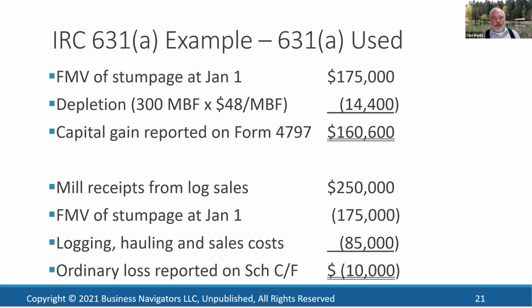So it's a very powerful technique. And this is what normally you would want to see. You'd want to see a loss on the Schedule C and income on the 4797. If you don't see a loss on Schedule C, it's probably because the stumpage value number isn't big enough, and maybe you need to work with the appraiser or something to get a better number.